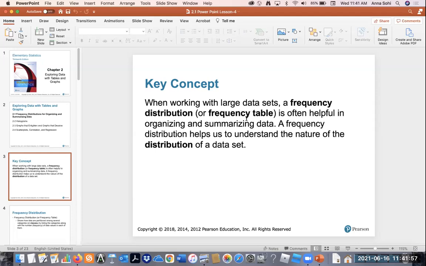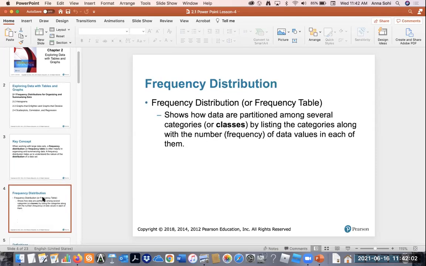Key concept, we talked about it. We want to summarize and organize the data in a frequency table. A frequency distribution shows how data are partitioned among several categories or classes, by listing the categories along with the numbers of data values in each of them. So we will categorize it, or put it in classes, which is the word we use more often. That's the same thing as category, and that helps us organize and summarize our data.